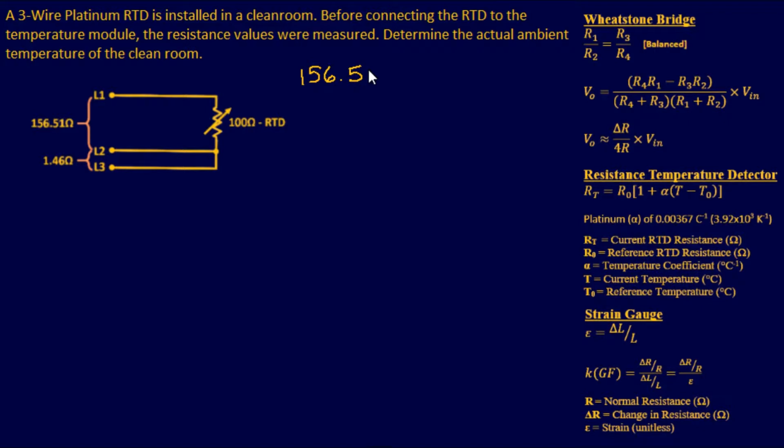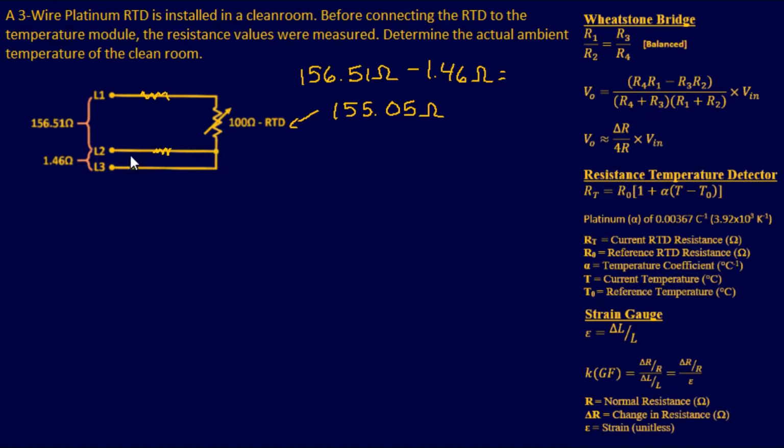156.51 ohms, because that includes the resistance of the cable, the RTD, and then the cable returning. And then we're going to minus 1.46 ohms. And that's a simple plug and chug. That's going to give us an answer of 155.05 ohms. So by doing that, we determined the resistance of the RTD itself, nothing else. And that's what we want. That gives us an accurate value of our RTD.